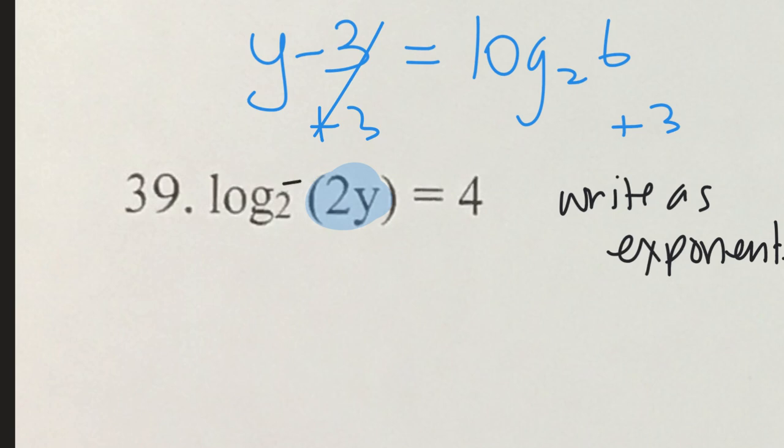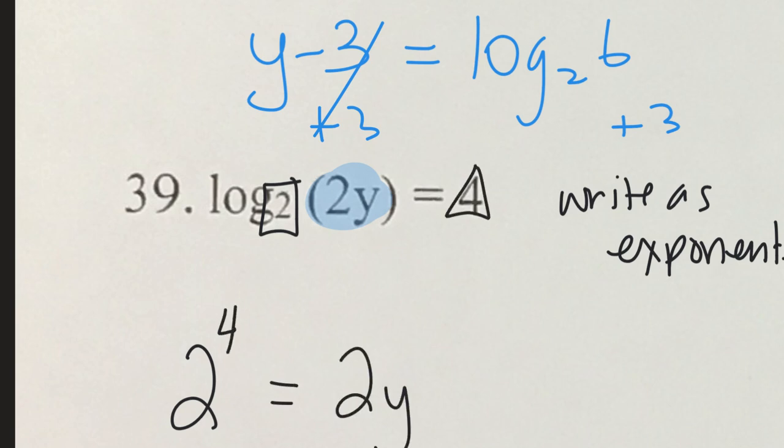And it goes like this. The base of your log becomes the base of your exponent. The answer of your log becomes the power of your exponent, and then the argument of your log becomes the answer. So that's how we rearrange the furniture with logarithms.